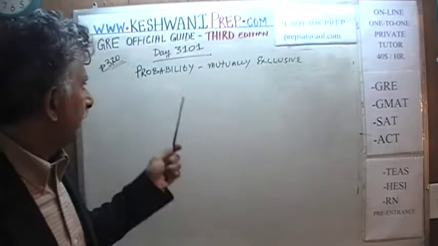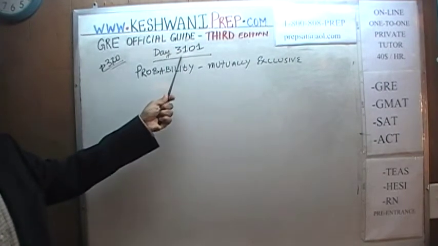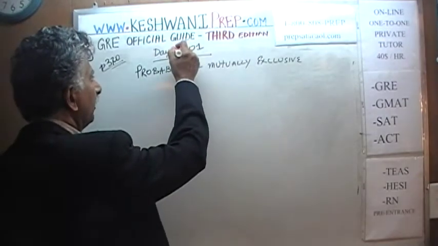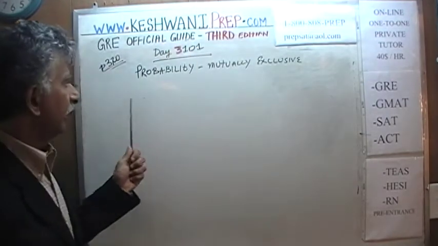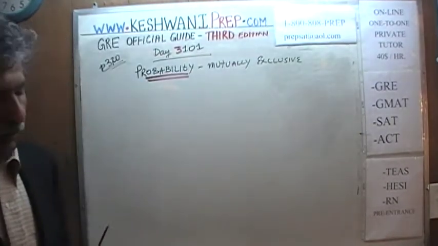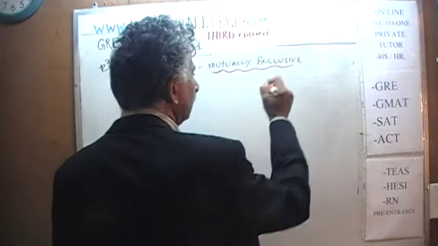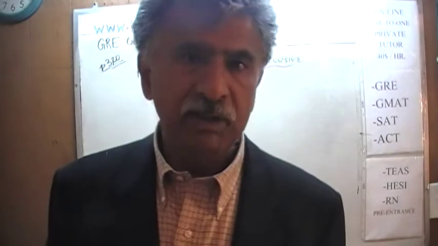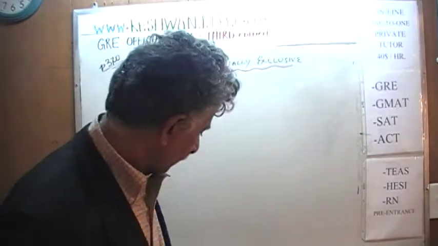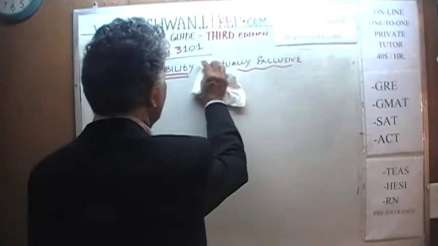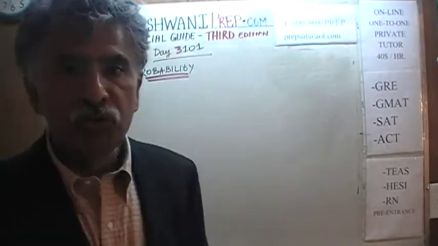Today is our lesson number 101, day 3101. The 3 is to signify the fact that we are in the third edition, day 101, and today we'll begin the topic of probability. We'll spend a few minutes, 4 or 5 minutes, on discussing the very basic concepts of probability, and then we'll move on to the concept of mutual exclusivity. What does it mean for two events to be mutually exclusive? So let's first discuss some fundamental concepts of probability before we worry about what mutual exclusivity is.